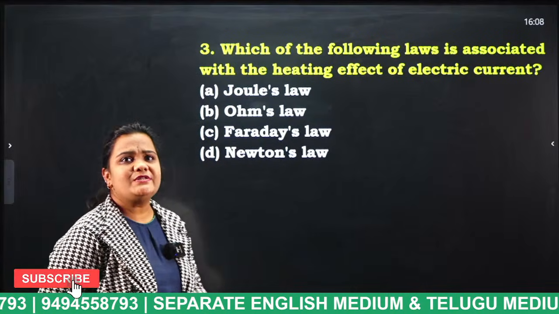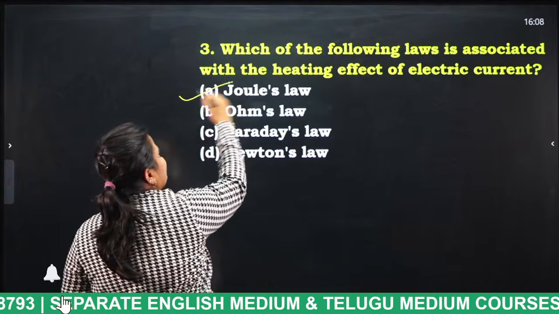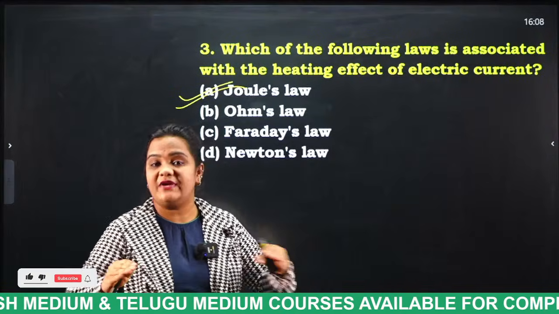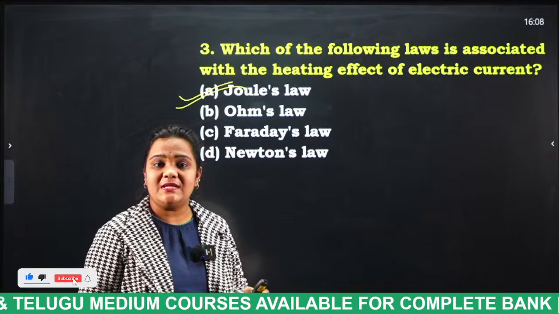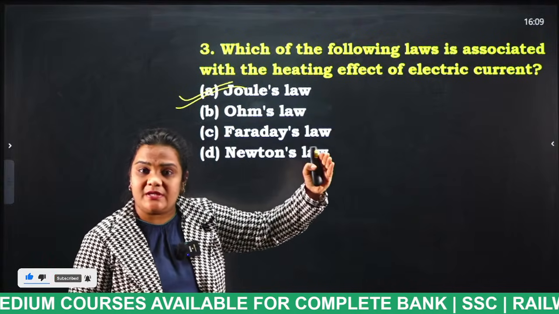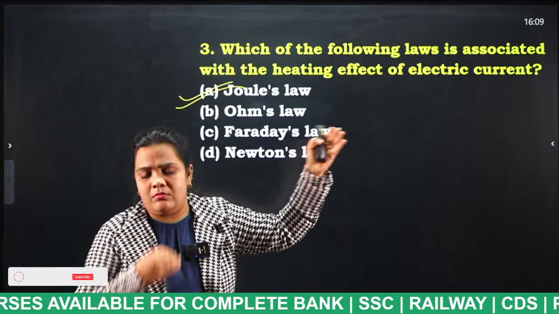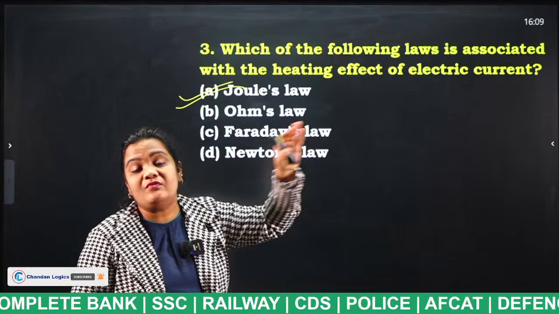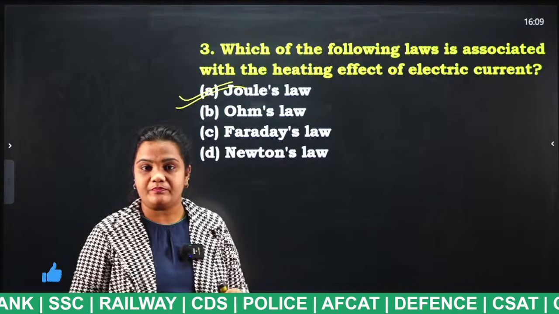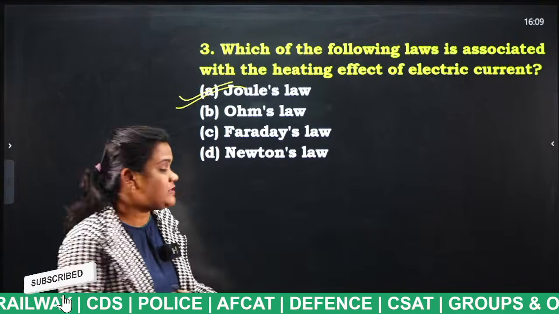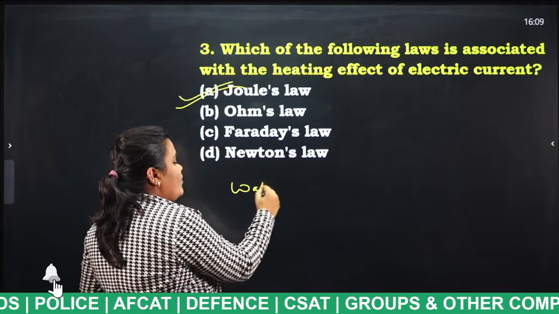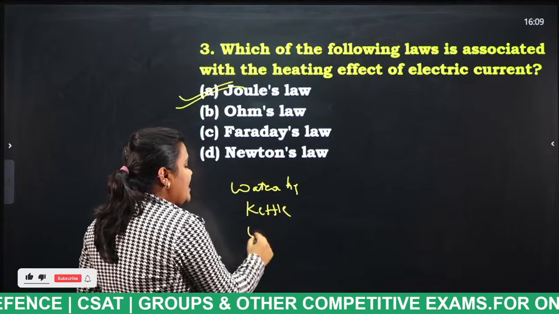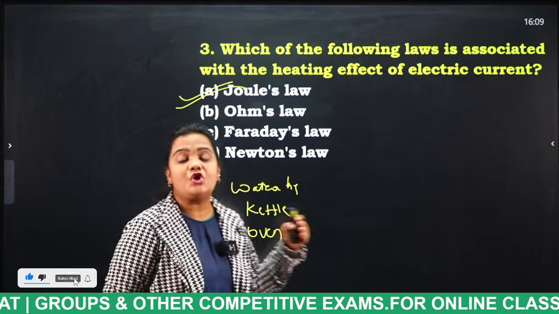What is the answer, students? Very good. Joule's law. What is this Joule's law actually? Joule's law of heating. What is happening, students? The electrical energy is converting into heat energy. What is the best example for this law, students? A water heater, or kettle, or oven. These are all perfect examples of Joule's law of heating.